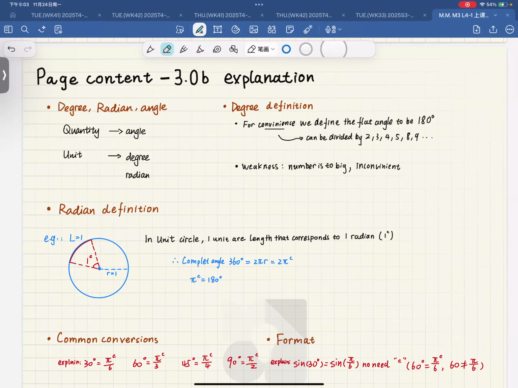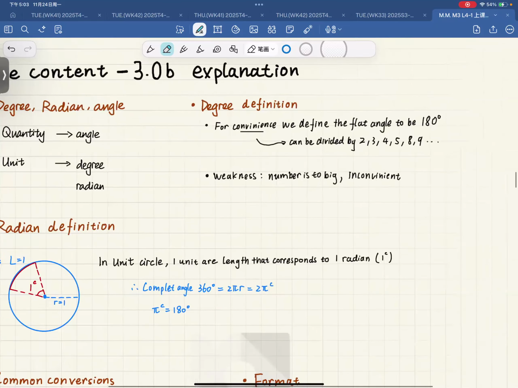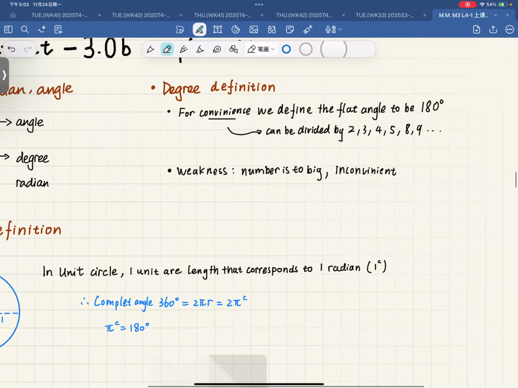Yes, kind of, but because 180 can be divided by 2, 3, 4, 5, 8, and 9, and of course 6. So 180 can be divided by a lot of numbers. So we use 180. And the weakness is the number is too big. So we use radian instead of degree.